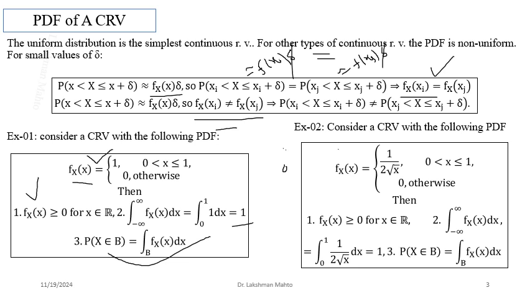You will see that the height of the density at every point is not the same. It is changing. So this density we call non-uniform. So we can't say that f of x1 equals f of x2. We can't say that here.